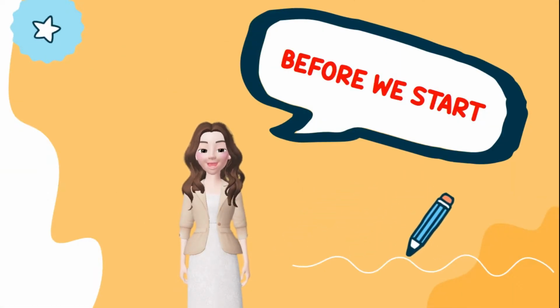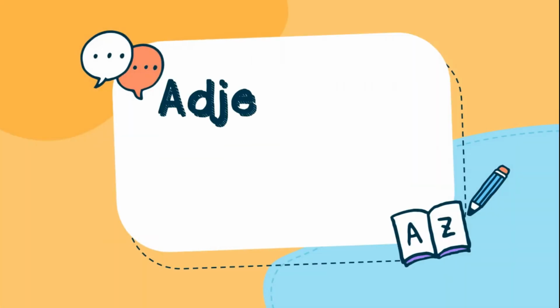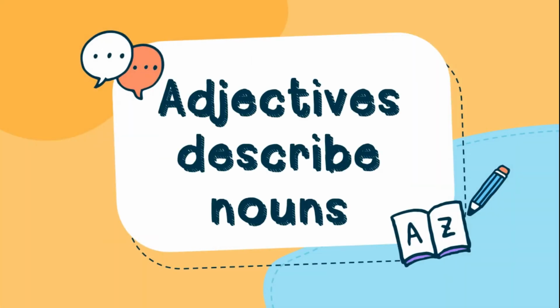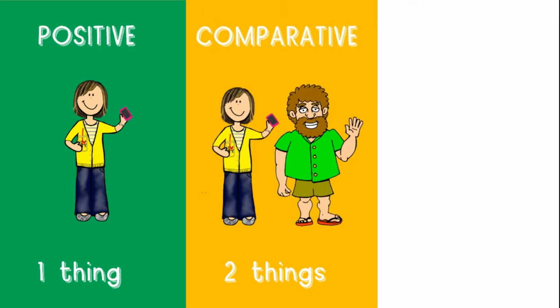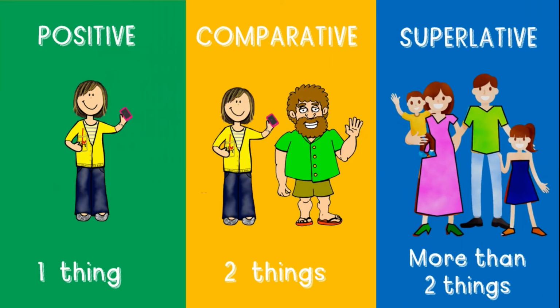Before we start, let's revise on what adjectives are. Adjectives are words that describe nouns. There are positive adjectives that describe one thing, comparative adjectives to compare two things, and superlative adjectives that compare more than two things.